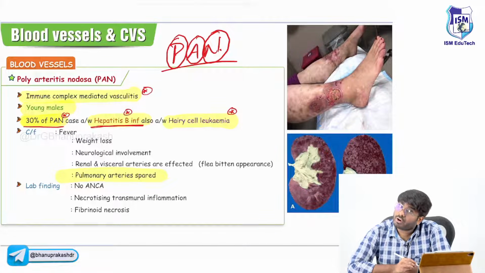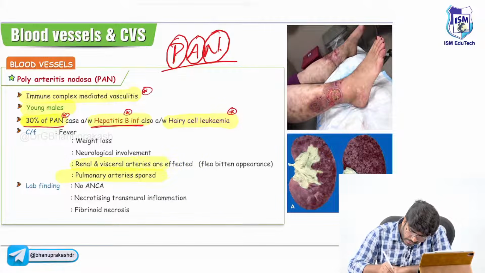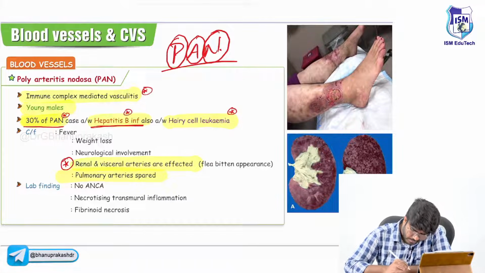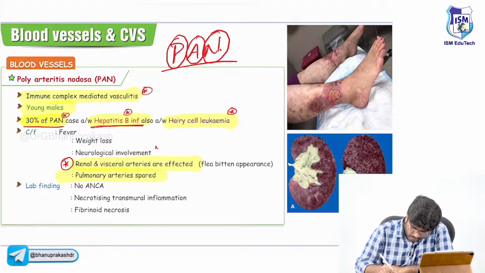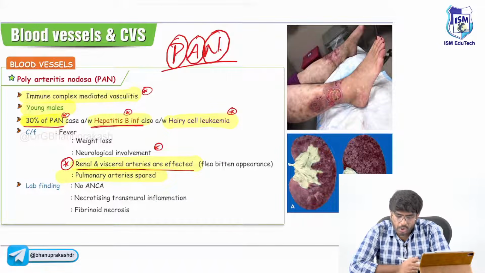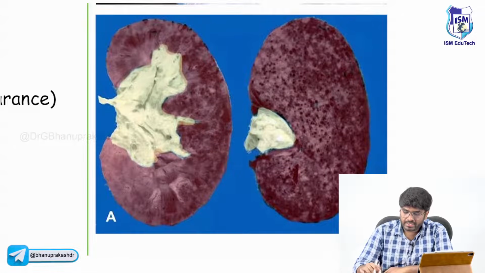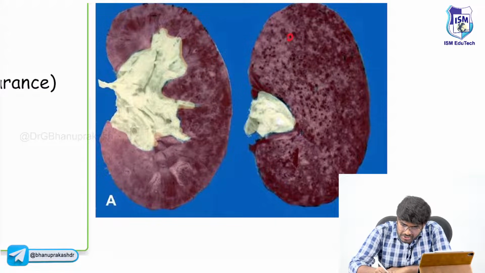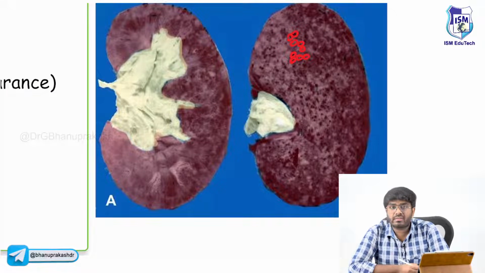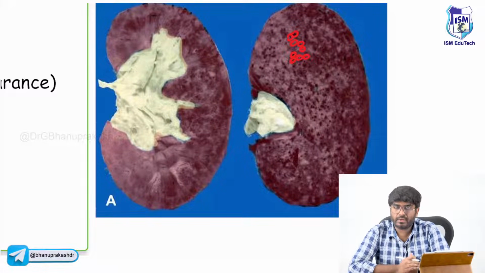Which blood vessels are involved most commonly? Renal blood vessels. The cerebral blood vessels are involved, but the renal blood vessels are most commonly involved. In polyarteritis nodosa, if you look at the kidneys, are you able to appreciate the small petechial, like small hemorrhages? These are nothing but flea-bitten appearance. So flea-bitten appearance is seen in which type of vasculitis? Polyarteritis nodosa. It is also seen in other vasculitis, hematuria and purpura, but in the next slide we will discuss.